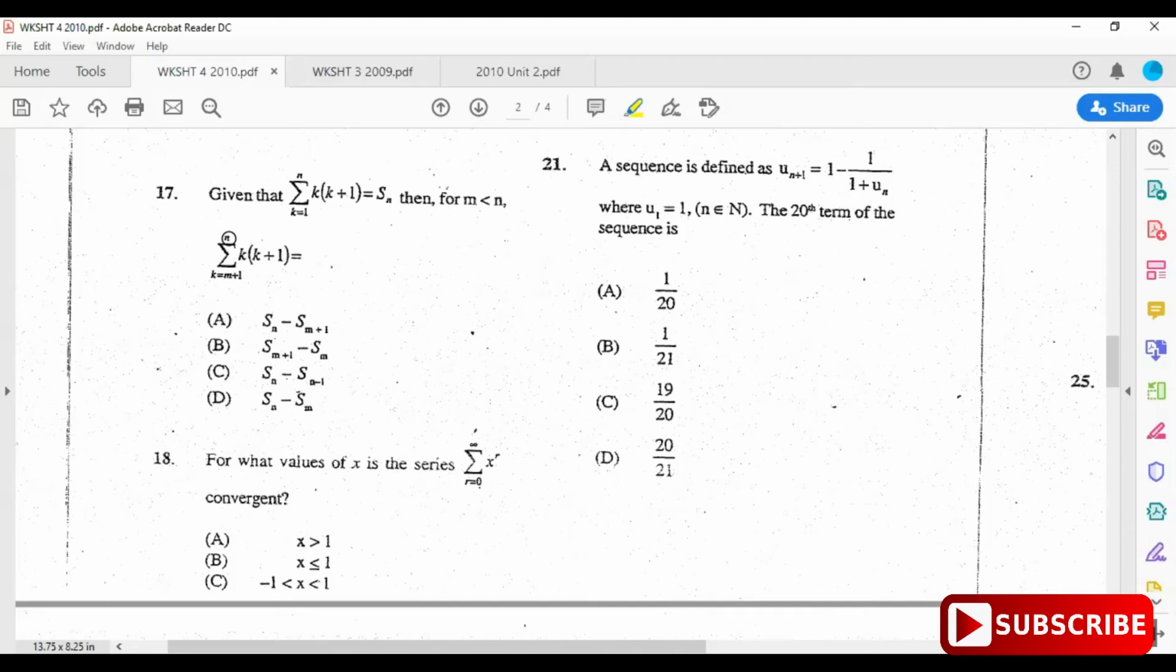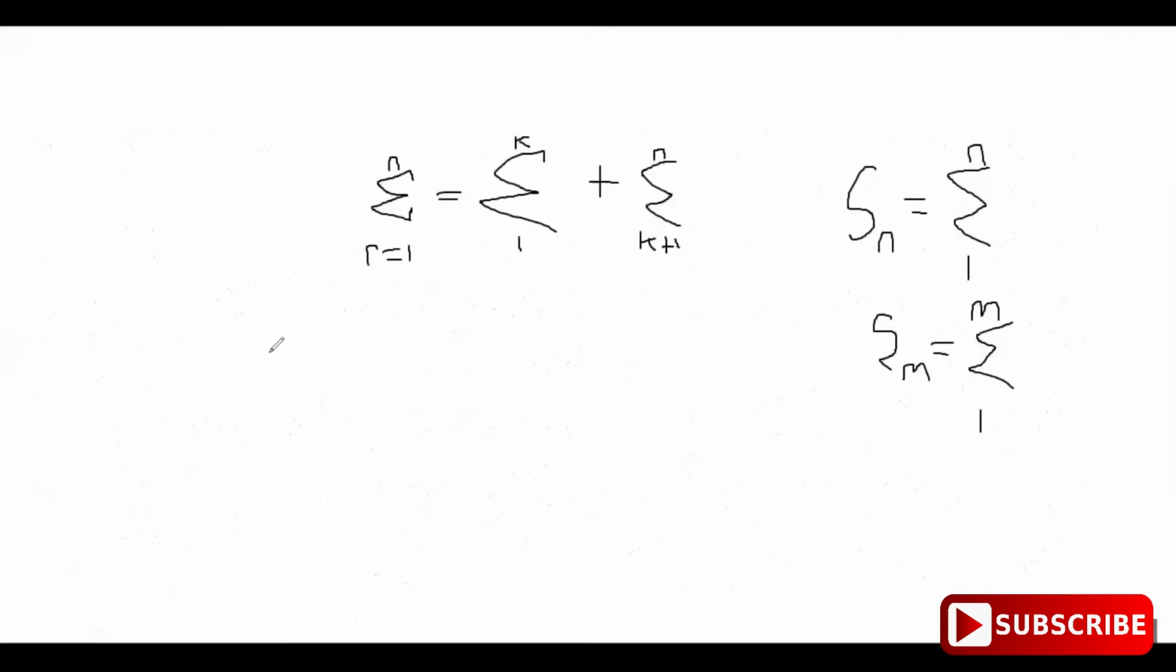It's Sn minus... it will be Sn minus... Sn minus which one? Does that sound right so far? So let's write it down. So look how we're going to do it now.